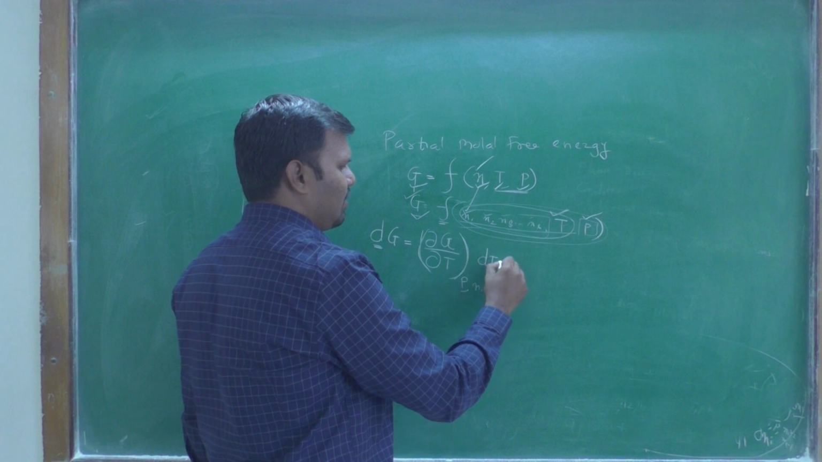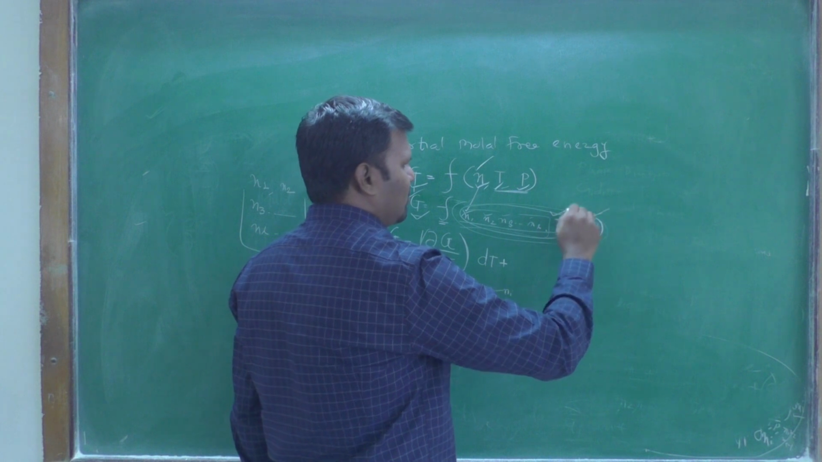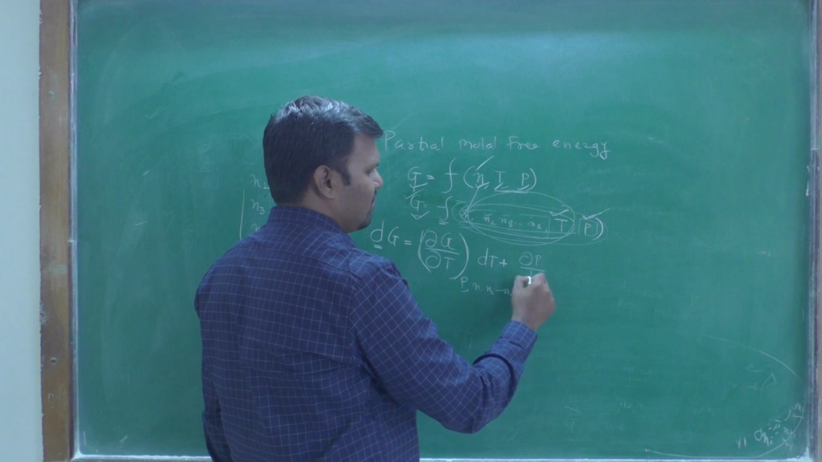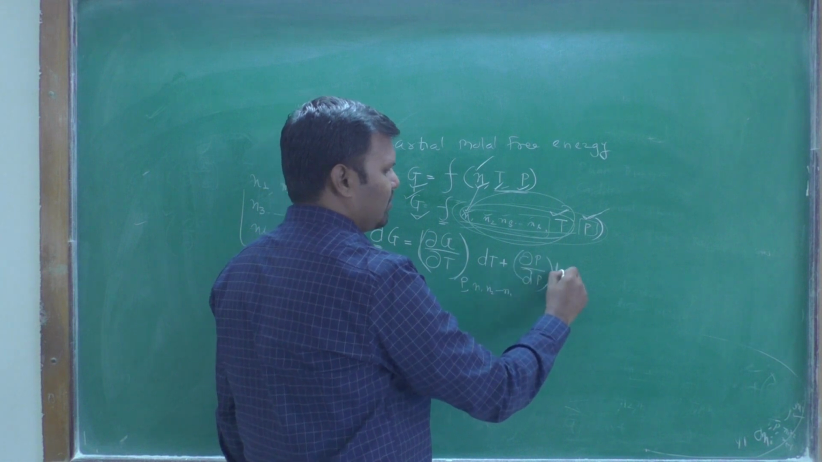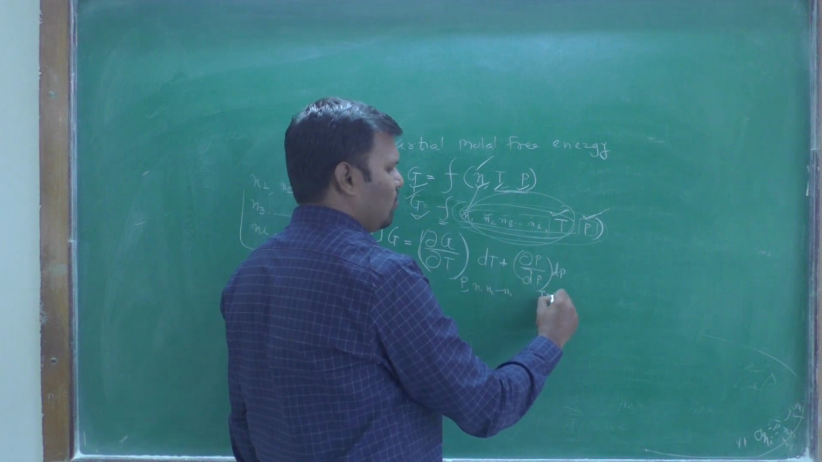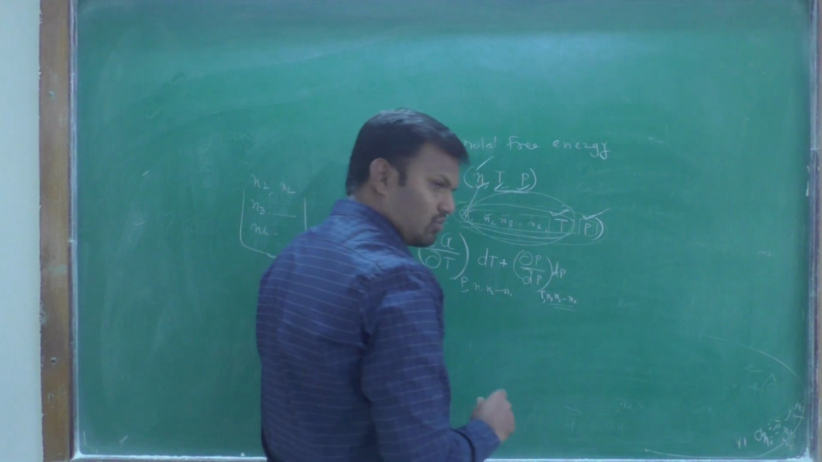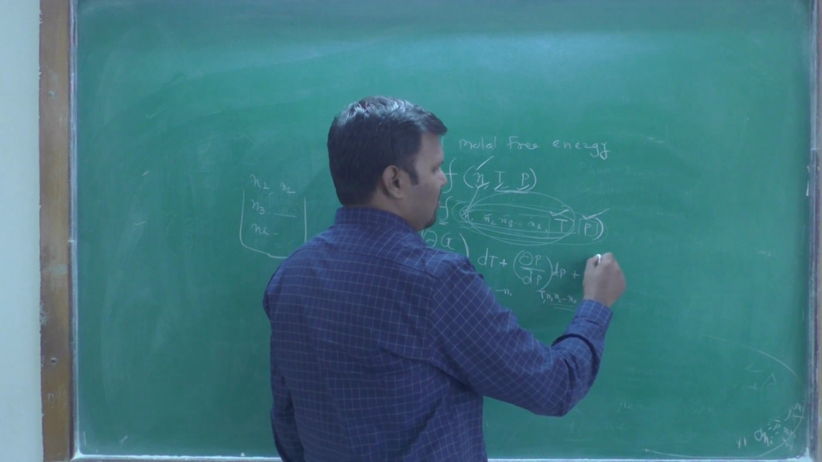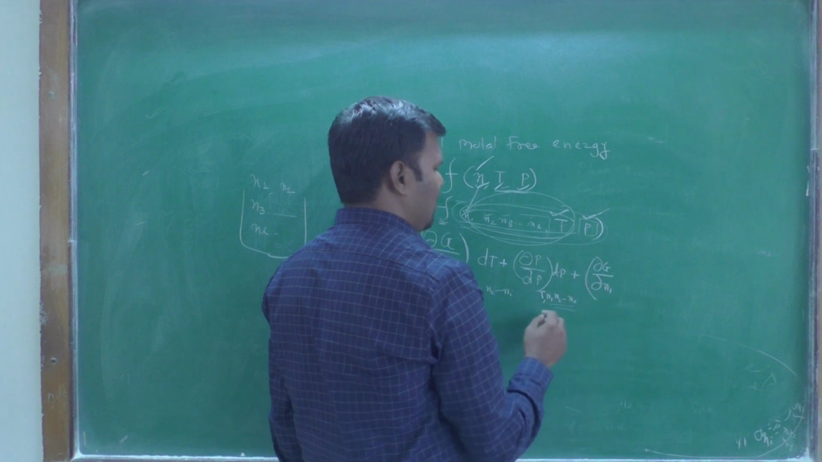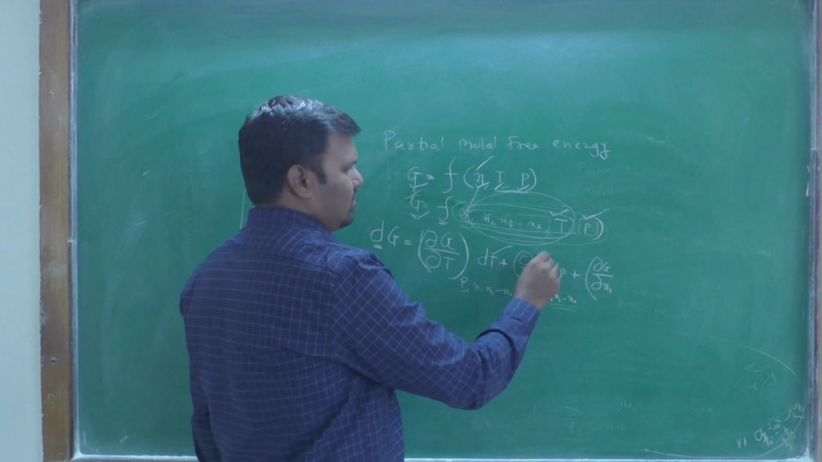This is multiplied by dT, plus we change the pressure and all other quantities remain constant. Therefore, del G upon del P into dP. Then we keep constant the temperature and n1, n2, and so on up to ni moles, plus we have del G upon del n1. Okay, we have finished the temperature term.